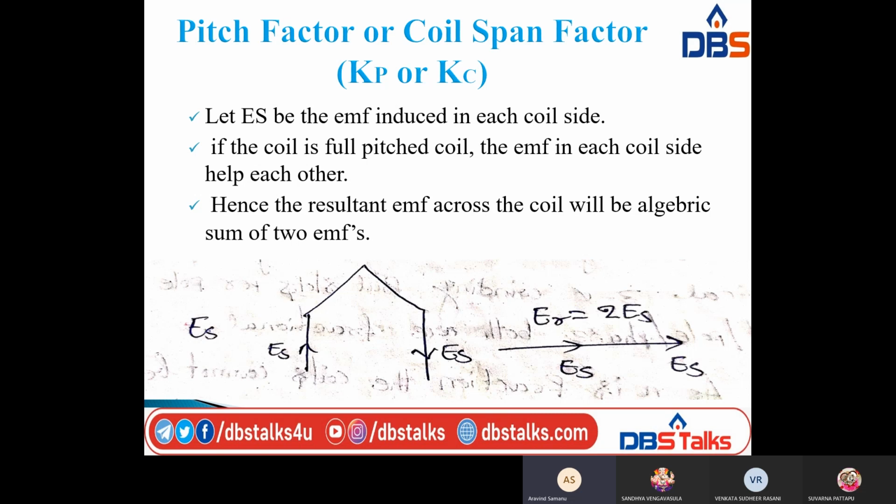That's why I said one more definition for the pitch factor, that is the vector sum of induced EMF per coil by the arithmetic sum of induced EMF per coil. The arithmetic sum of induced EMF per coil is equal to the resultant EMF in the full pitched coil. So the EMFs in each coil side help each other. If you observe this diagram, ER is equal to ES plus ES, so that is helping each other, adding both coil sides. That is ES plus ES is equal to 2 ES, where ES is the EMF induced in each coil side.